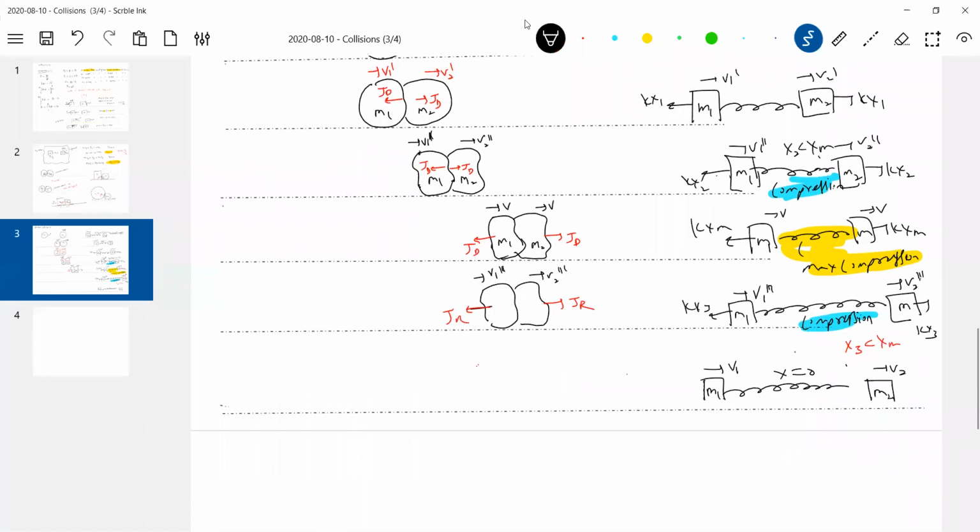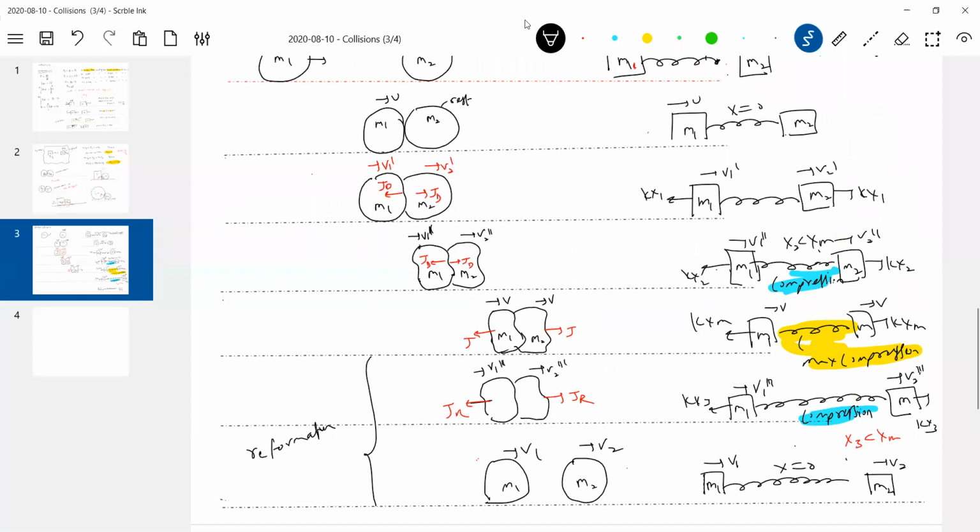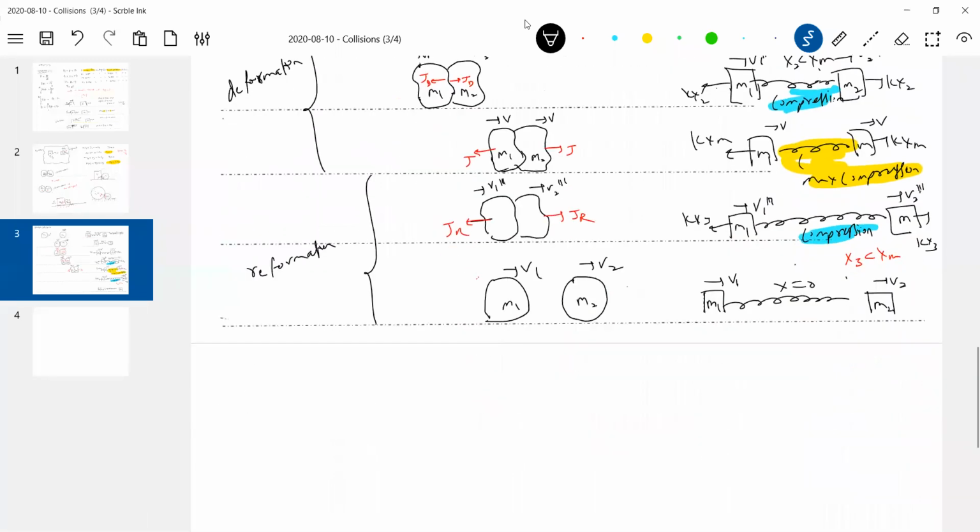One more, we'll take it. And finally, what will happen to the bodies? This will acquire velocity V1. This is V2. This I'll call only J. It will be much easier for us. All of this is what you can call the process of reformation. And the phenomenon above, you can call that deformation.